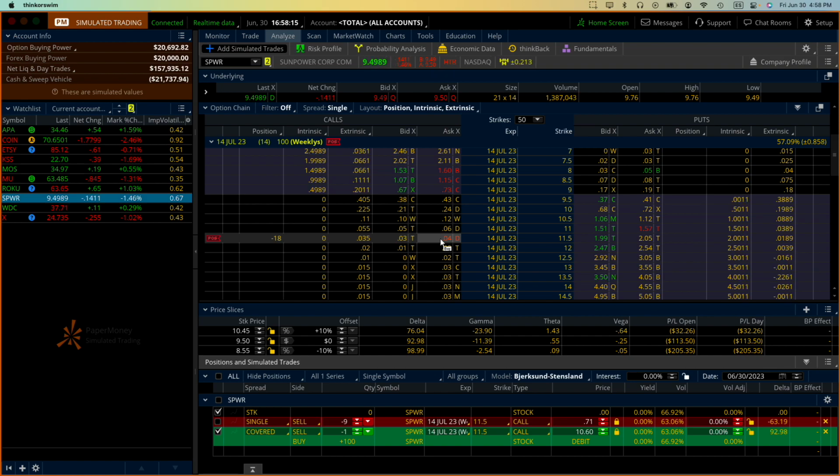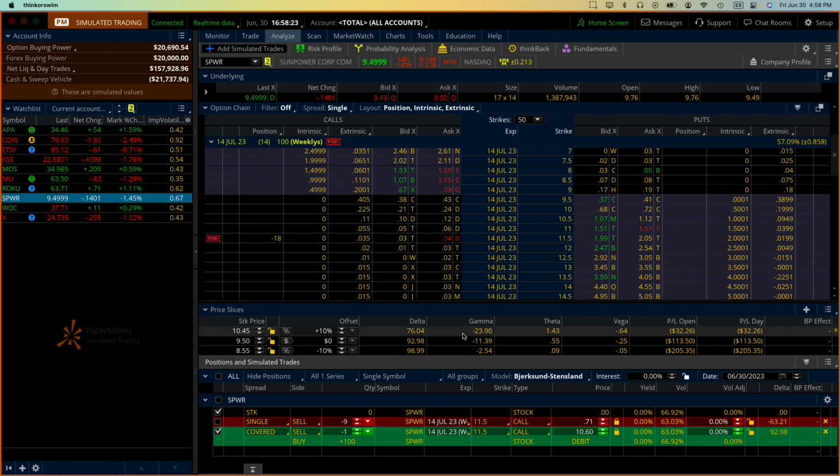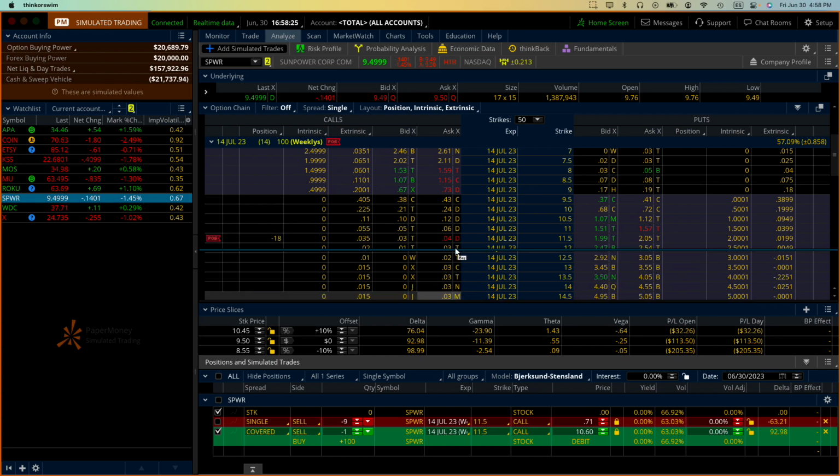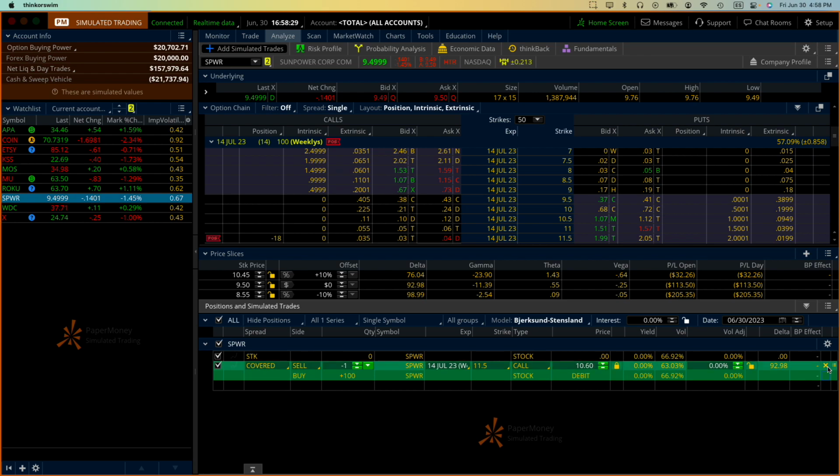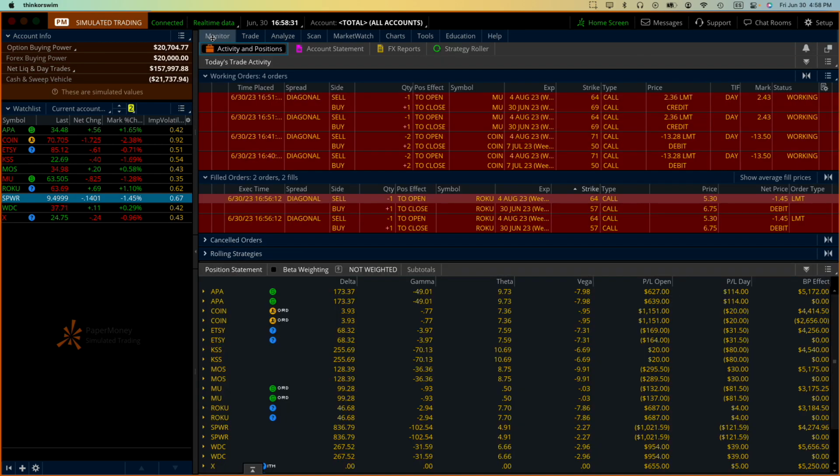For now, we just make sure that we collect our value. So you can see the extrinsic value is 0.03. So I'm going to buy that back. Let me copy my trade here first.